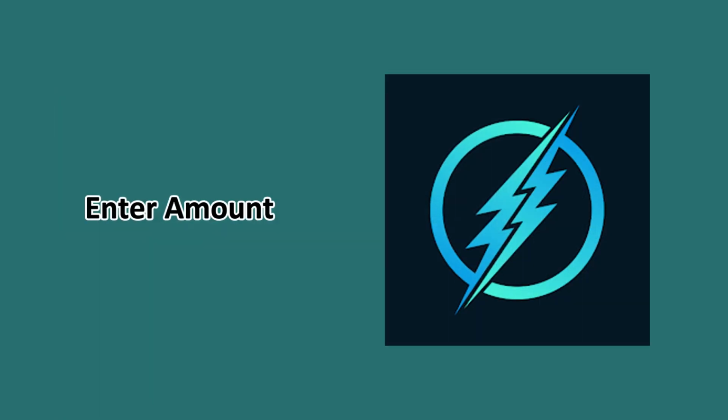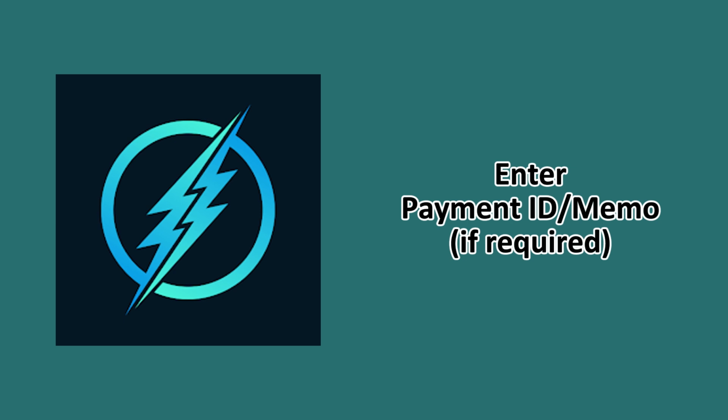Then enter the amount. This requires you to specify the amount of ETN you wish to transfer. Now, if a payment ID or memo was shown, you will need to provide the payment ID or memo in the field as required. If it wasn't shown before and there is a field, you can ignore this field as it wasn't shown on KUCOIN.